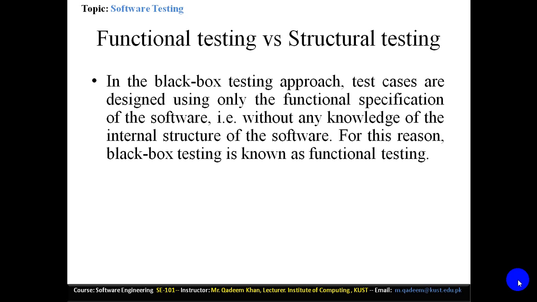It is called black box testing because the structure or the code of the program is not tested here directly. We can test the executable files or the runtime of the product. So test cases are designed using only the functional specification of the software, that is, without any knowledge of the internal structure of the system. For this reason, black box testing is known as functional testing. We are not concerned with the structure of the programming. We only test the software product, the runtime product of the system.